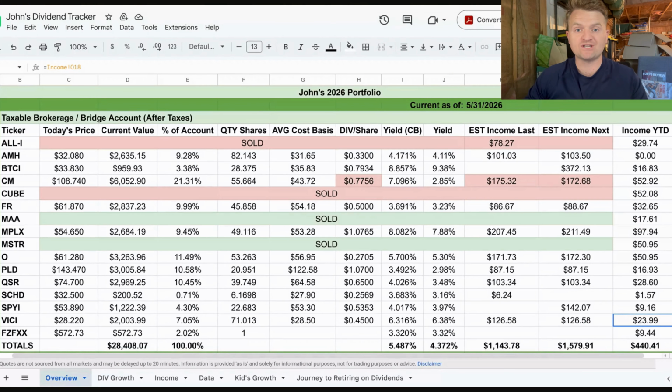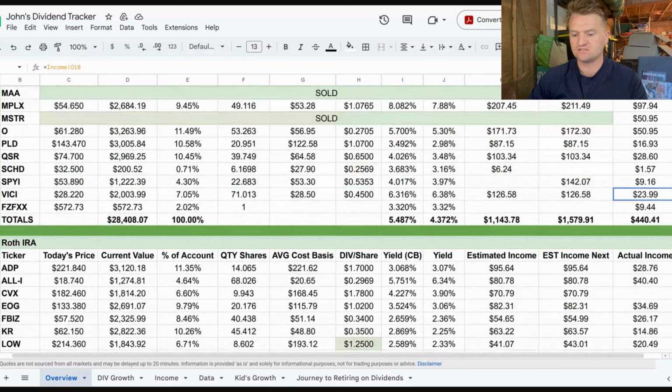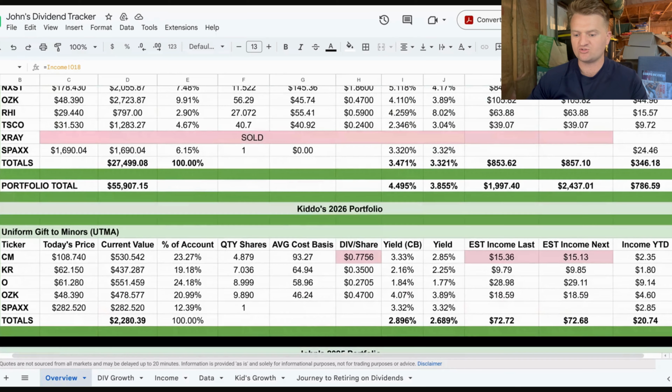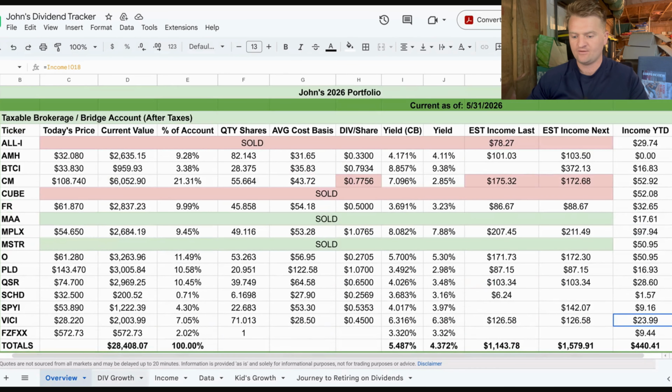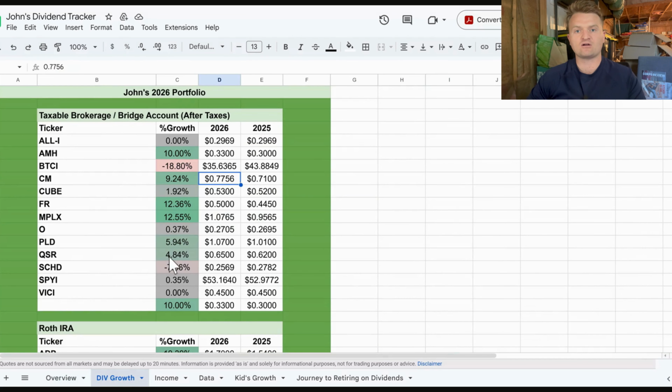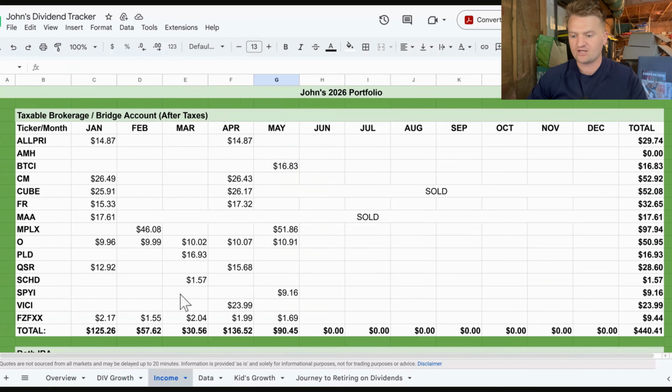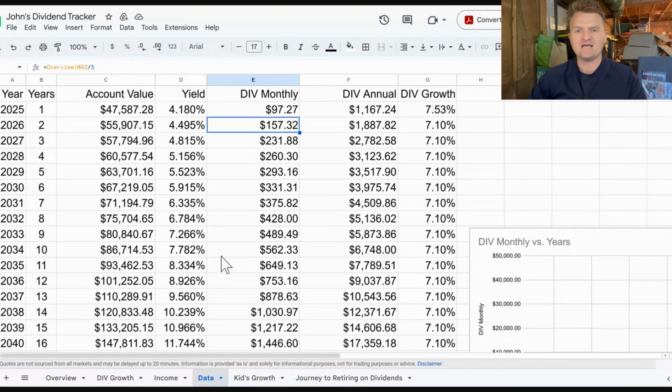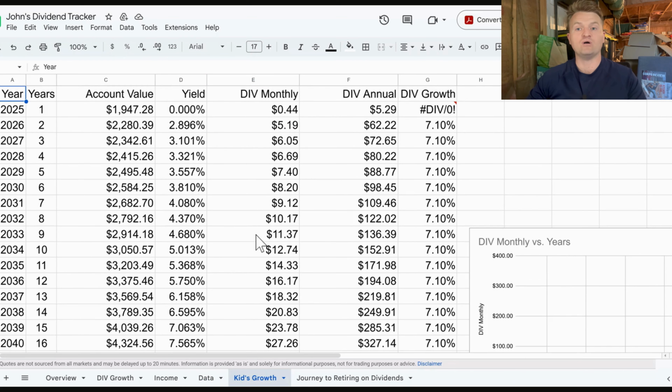All right, I'm going to orient you to my sheet and then we'll go ahead and jump into the numbers from there. So first here we have my portfolio overview sheet. I have my taxable account on top with dividends taken out after taxes. Then we have my Roth IRA, and then after that, my Kids Uniform Gift to Minors Act or Transfer to Minors Act. After that, we have our dividend growth tab to track our dividend growth year over year. We have an income tab that tracks our monthly income. We have a data sheet that gives me an estimate of how much income I'll be making for the next, I think I did like 50 years in this sheet to see how my dividends compound. And then last but not least, I have the same thing, but for my kid.